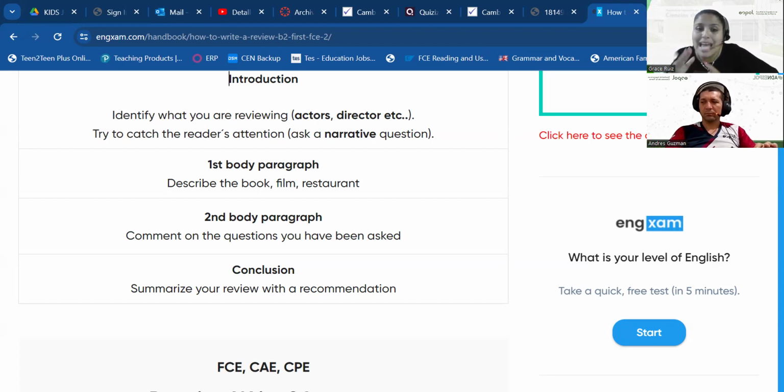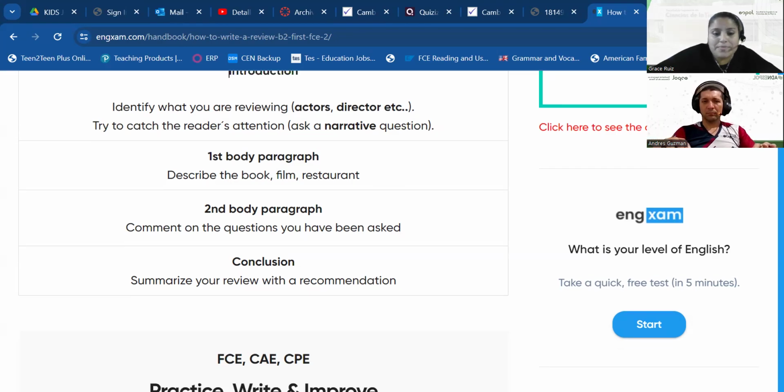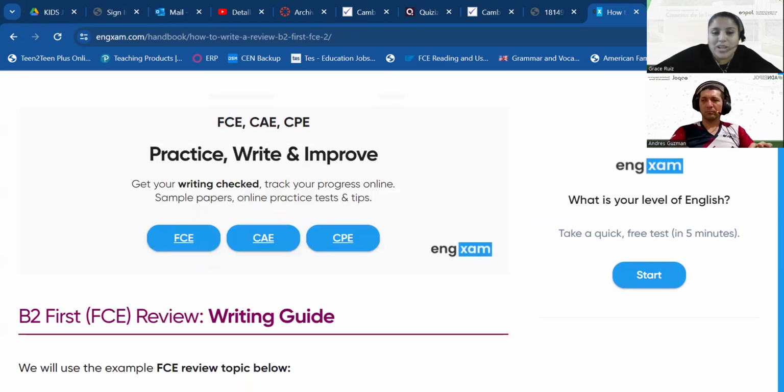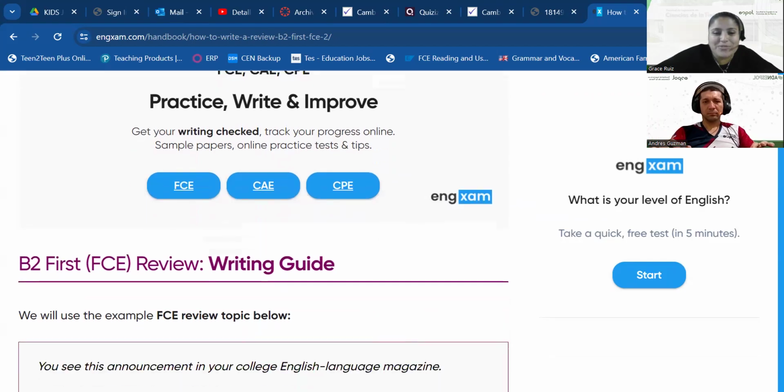Yeah, so that's the structure of a review. So that is something that we're able to identify. Now let's see an example. Look, in this indent here we have write and improve.